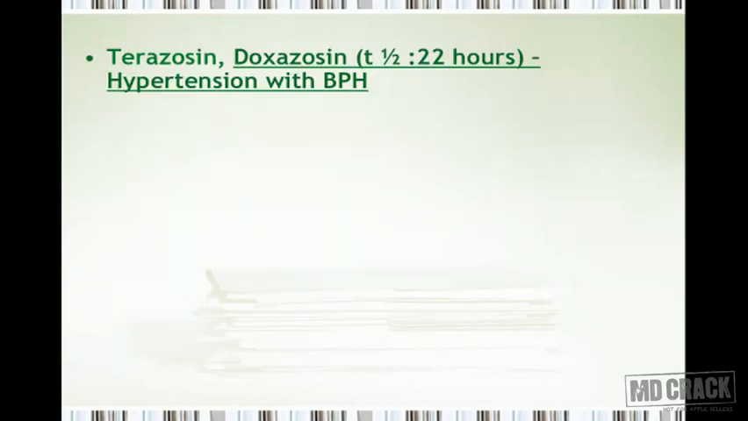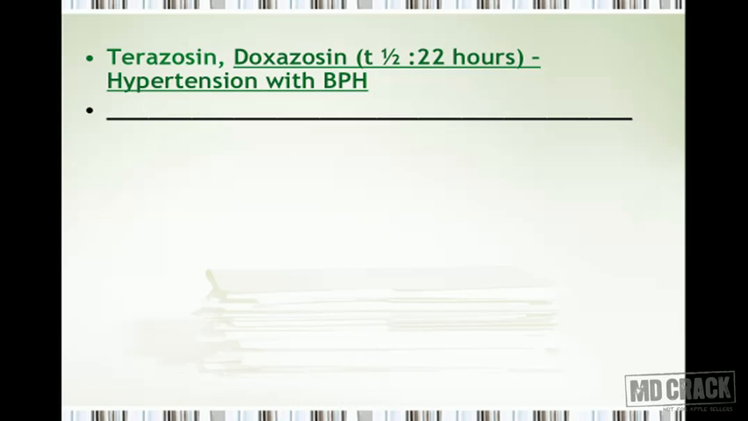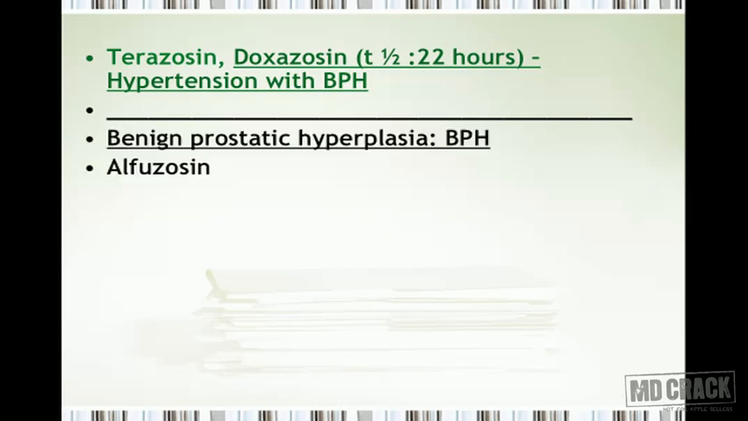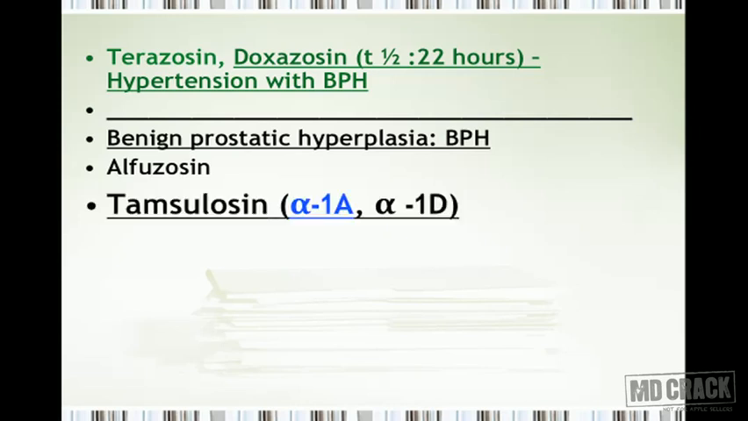Terazosin and doxazosin are important when the patient suffers from hypertension as well as benign prostatic hyperplasia. Doxazosin is a long-acting agent and it acts for 22 hours. Benign prostatic hyperplasia is also important because you have two newer agents. One is alfuzosin and the second one is tamsulosin.